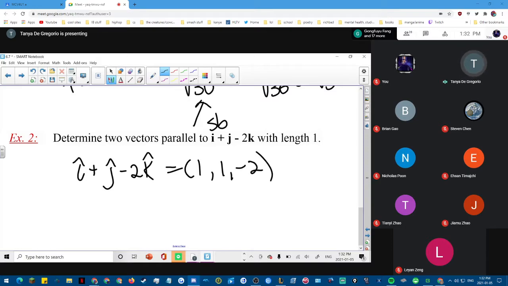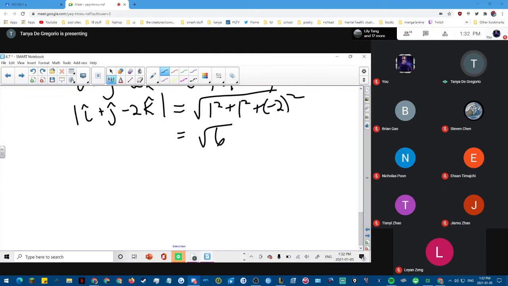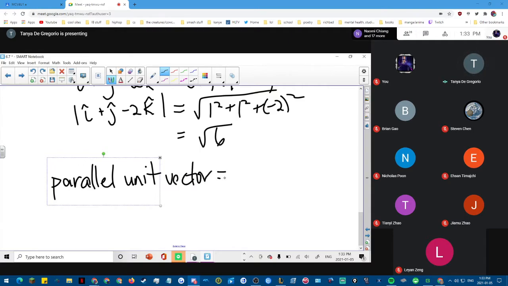These are the components of this vector. And so now I can find the magnitude of it. And so the magnitude is just going to be the square root of 6. So that's the length of this vector, but I need a unit vector. So if I want a parallel unit vector, well, in order for it to be parallel, we know it has to have the exact same components. But now I'm going to take those components and I'm going to divide by root 6.